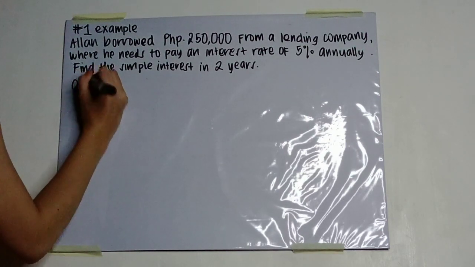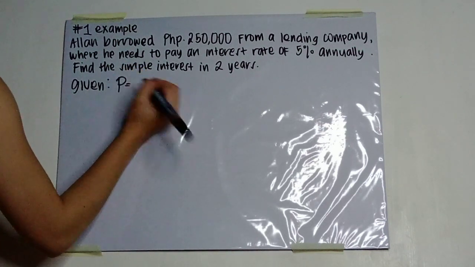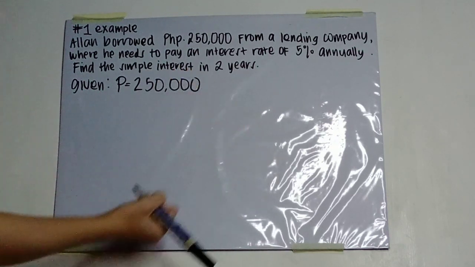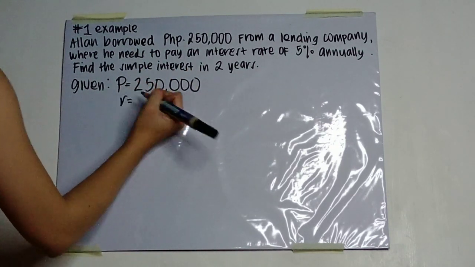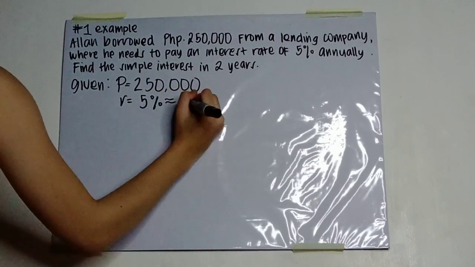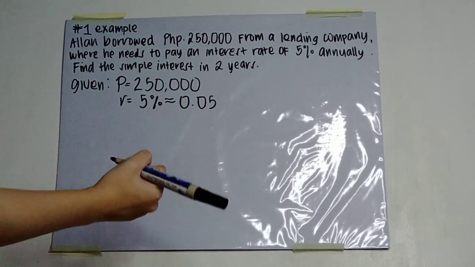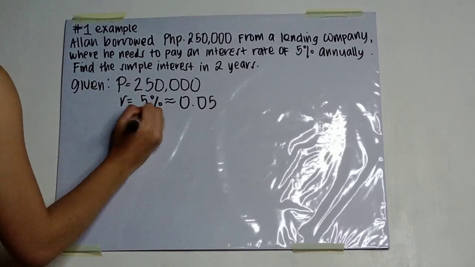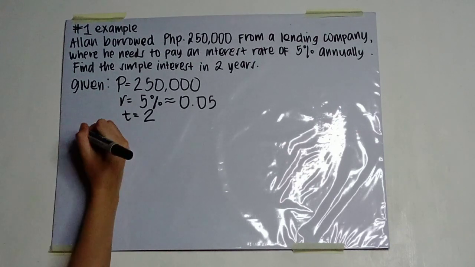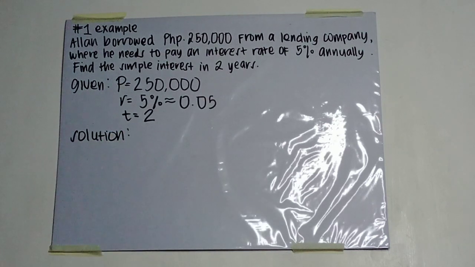Okay, so we will write the given. Our principal is 250,000 pesos. Our rate is 5%. We need to convert it into decimal, so 0.05. And our time is 2 years. Okay, so next we need to write the solution.